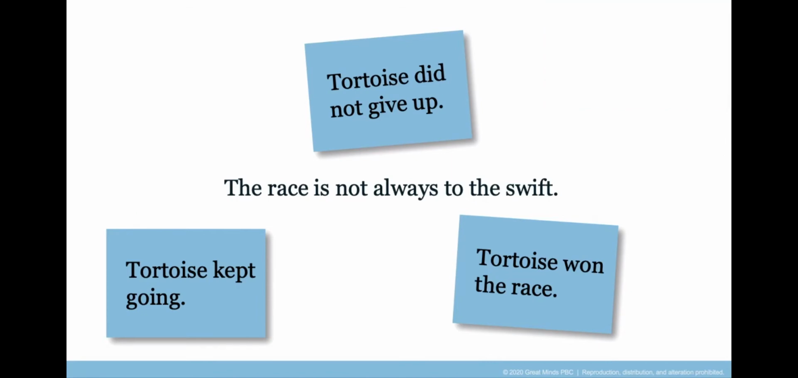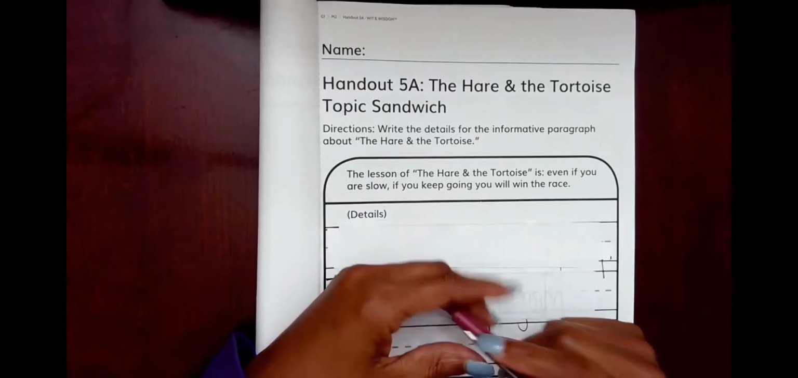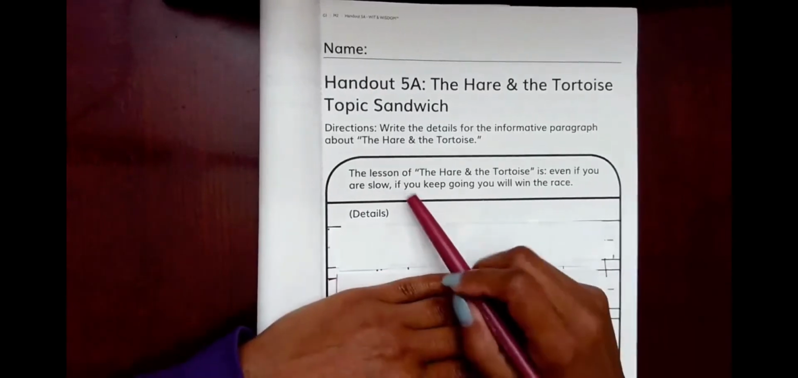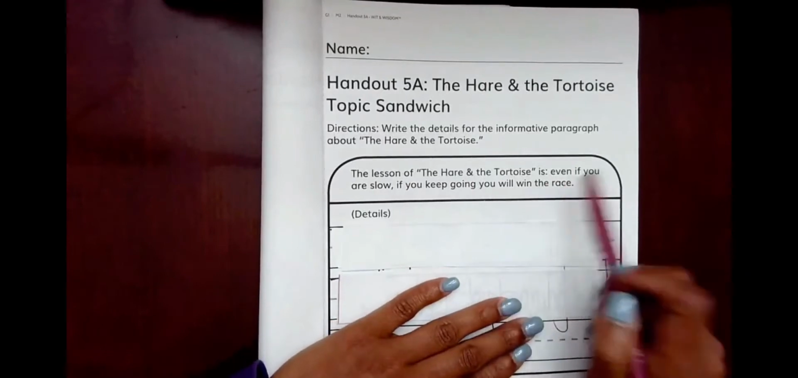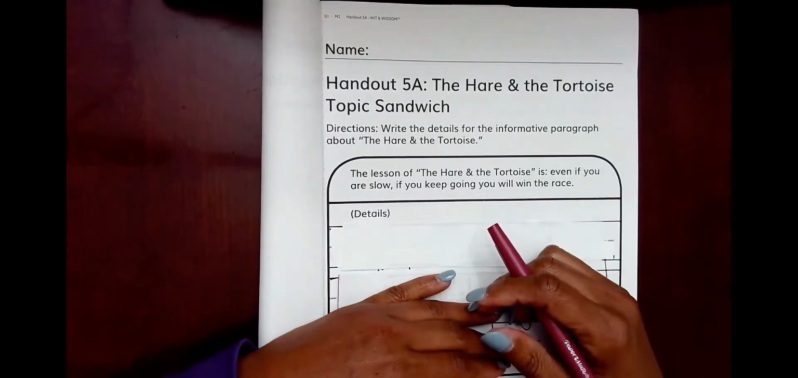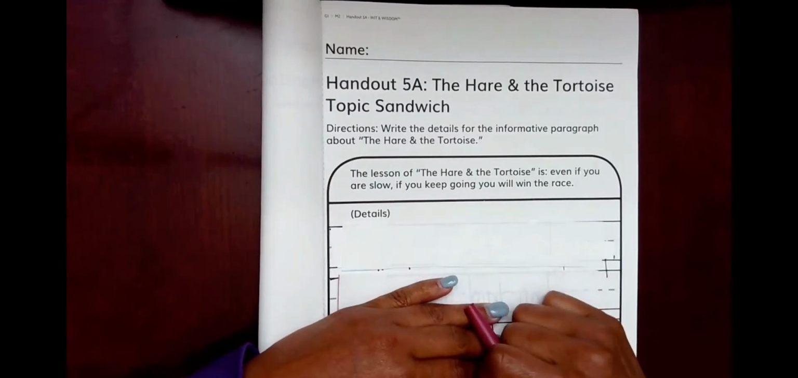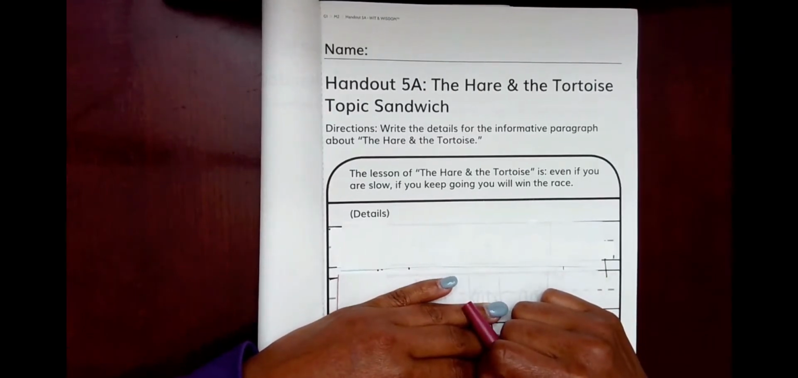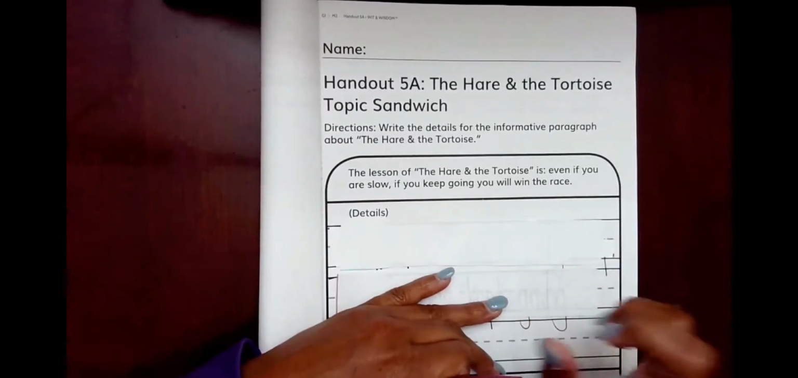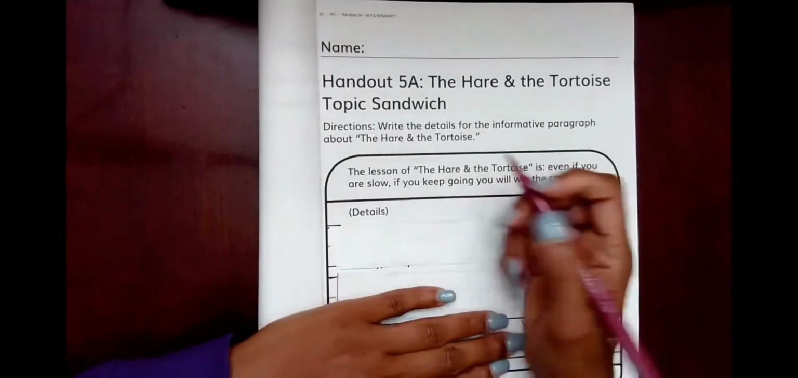All right, watch how I use these details to complete handout 5A. Let's see what details I can add for the lesson in The Hare and the Tortoise. So the lesson of The Hare and the Tortoise is even if you are slow, if you keep going, you will win the race. So let me think about what I can add. I know, I remember reading that the tortoise did not give up. So I'm going to write that here.